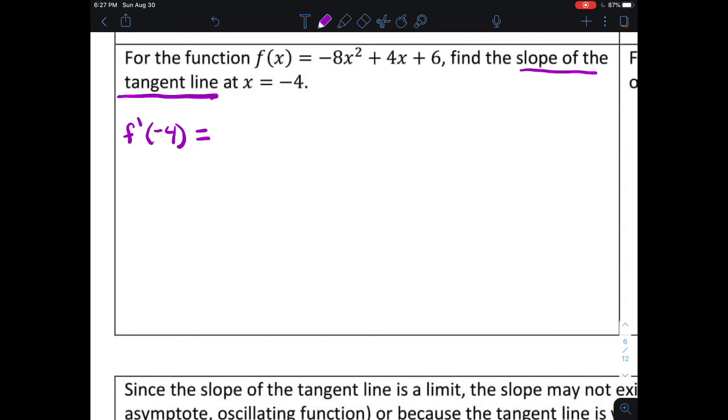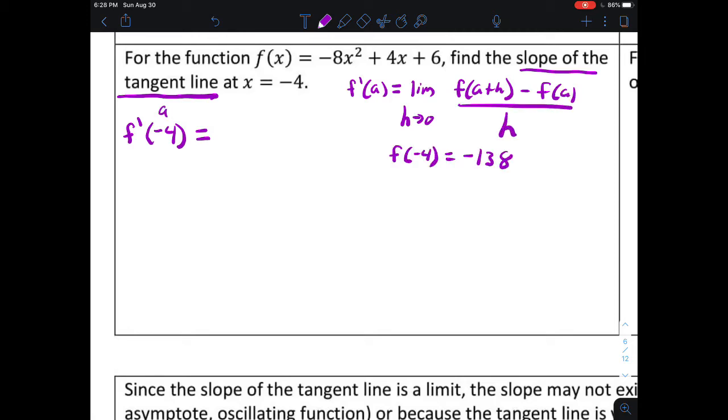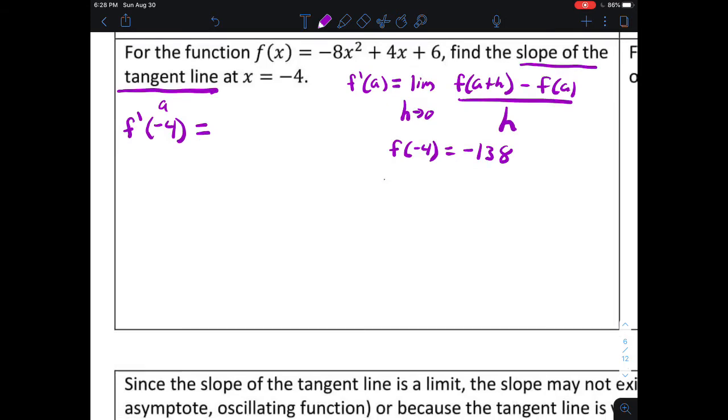Well, to do this, we're going to have to do a limit. And so the limit that I'm going to use is the limit that says that f prime of a, so the slope of the tangent line at a, or the value of the derivative of the function at a, is going to equal the limit as h approaches 0 of f of a plus h minus f of a over h. So f of negative 4 is negative 138. And I also need to find f of a plus h.